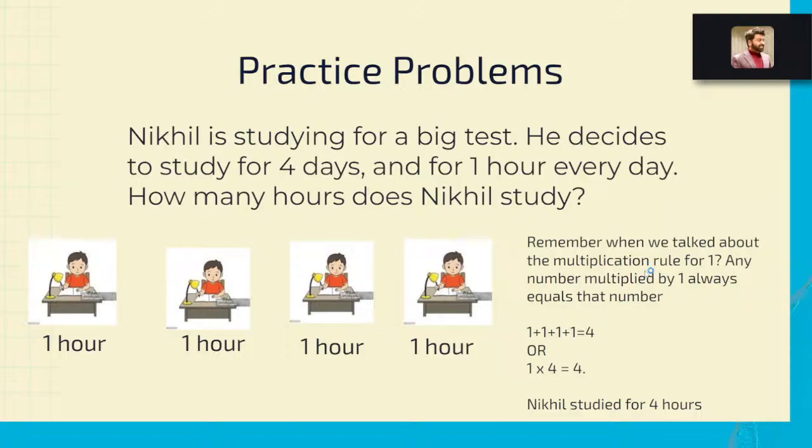Remember when we talked about the multiplication rule for 1? Any number multiplied by 1 always equals that number. We have 4 days and 1 hour every day. That's essentially 1 times 4 or 4 times 1. It's the same thing. Any number multiplied by 1 stays the same. So if 4 is multiplied by 1, it will still equal 4. Nikhil studied for 4 hours.